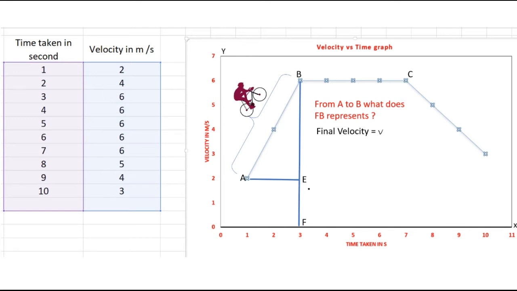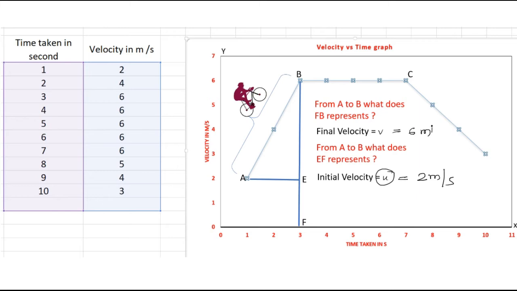Now what does EF represent? This length ends on the velocity axis at 2 meter per second, and that is the initial velocity. So from A to B, EF represents the initial velocity, and we use a small u for that. How much is small u? 2 meter per second. And how much is the final velocity? That is 6 meter per second.